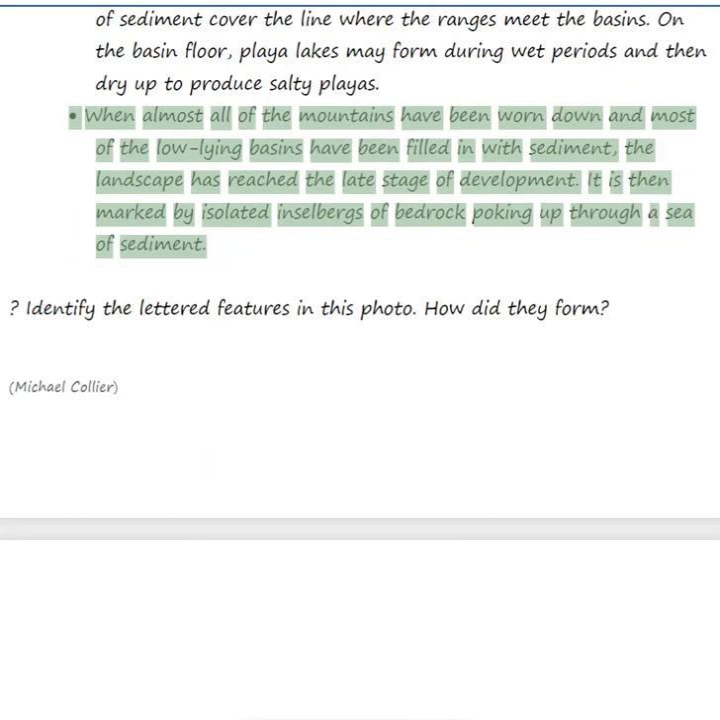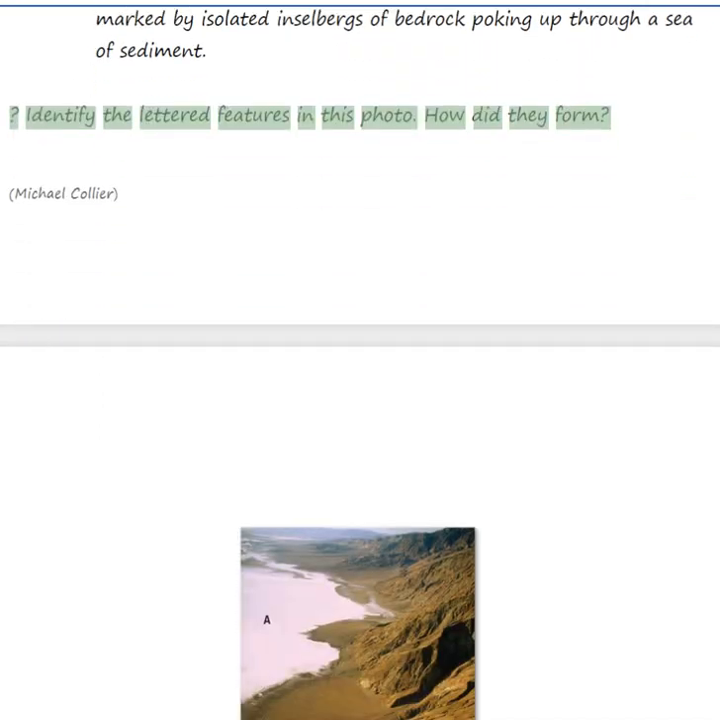When almost all of the mountains have been worn down and most of the low-lying basins have been filled in with sediment, the landscape has reached the late stage of development. It is then marked by isolated inselbergs of bedrock poking up through a sea of sediment. Identify the lettered features in this photo. How did they form?